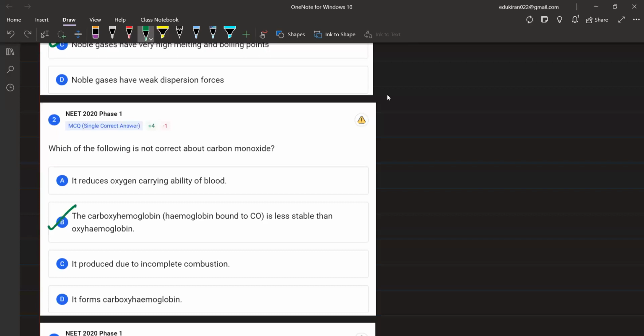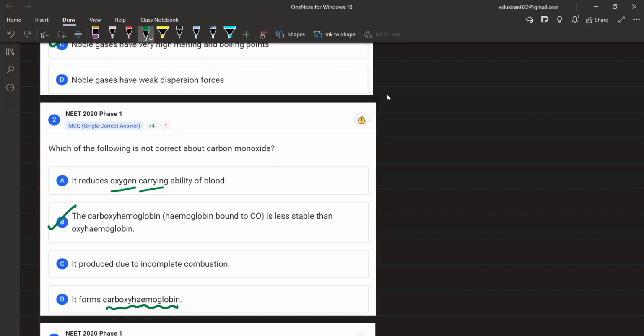ठीक है. The carboxyhemoglobin, the hemoglobin that is bound to carbon monoxide, is less stable when compared to hemoglobin bound to oxygen. And that is why, यही reason है जिसकी वजह से, carbon monoxide, if it is there inside your body, then it reduces the oxygen carrying capability of the blood because it forms carboxyhemoglobin.